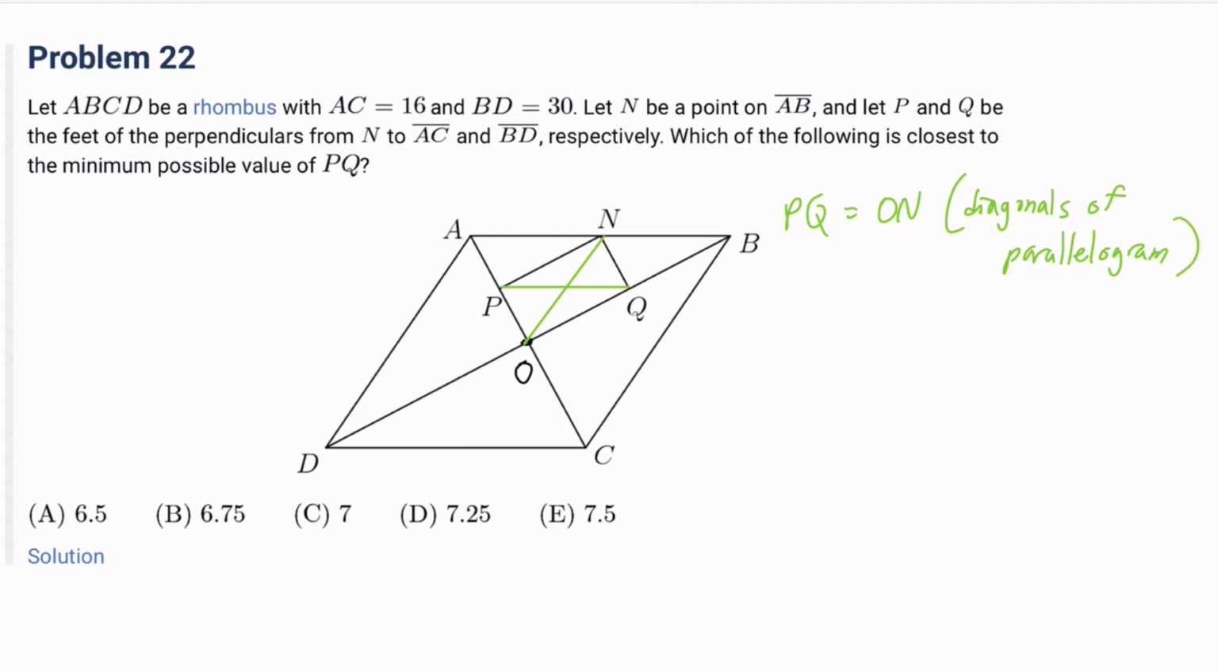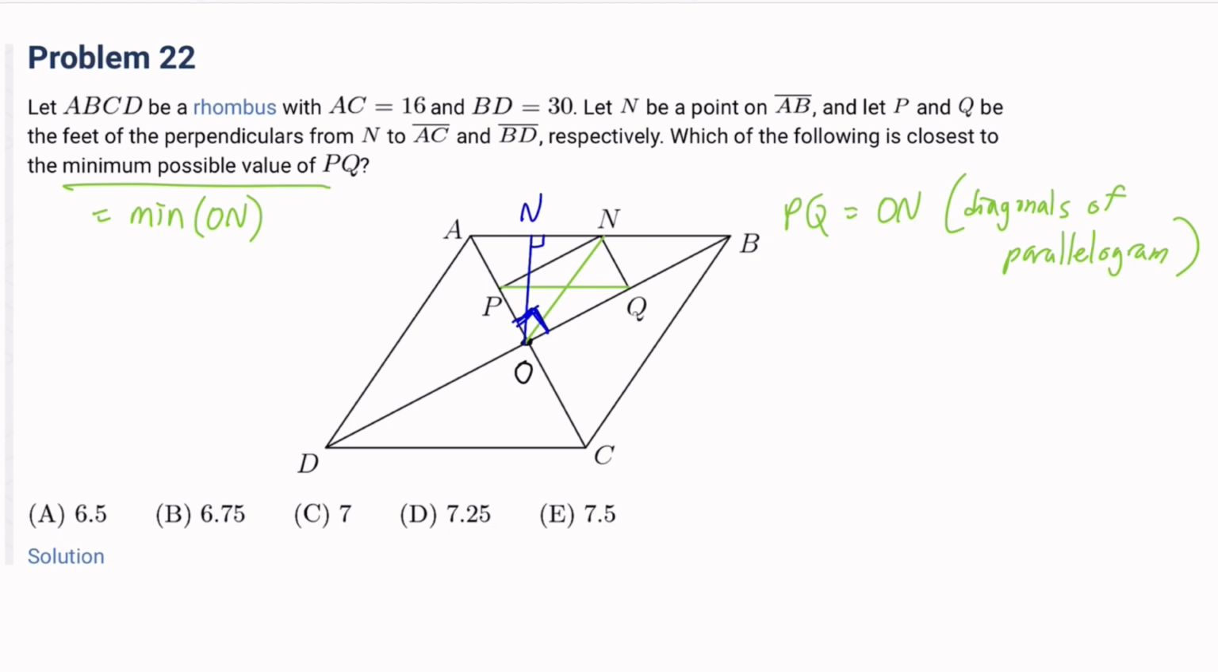And so since we want the minimum possible value of PQ, this is equal to the minimum possible value of ON. To get the minimum value of ON, we have to draw a line from O that goes perpendicular to that, right? So this would be N. For ON to be a minimum, that means this angle, AOB, must also be a right angle, right? And so AOB should be a right angle, and this should be a perpendicular line, right?